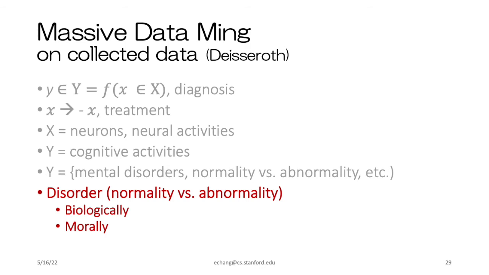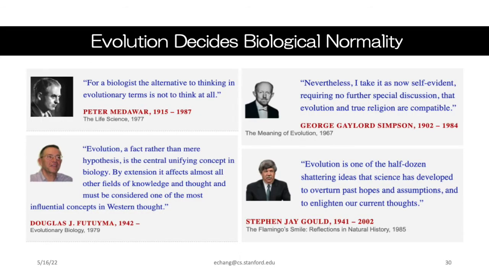And according to renowned biologists, when we talk about biological disorder, we have to talk in evolutionary terms. For example, the quote from Peter Medawar: for a biologist, the alternative to thinking in evolution terms is not to think at all. So let's revisit the term evolution. I think we heard about this term before. Some of us may have some misunderstanding.